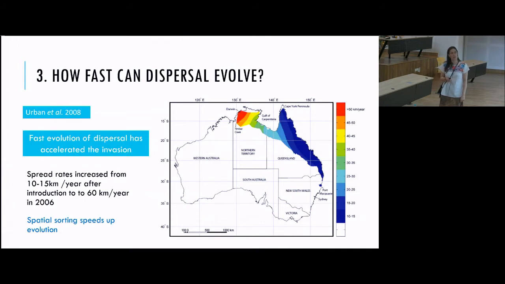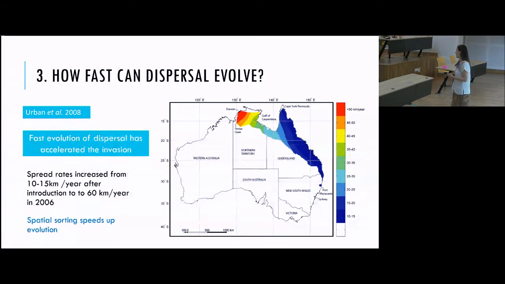And because of that, this fast evolution of dispersal at the edge has accelerated the invasion, and the spread rate of the invasion has increased from 10 to 15 kilometers per year after introduction to 60 kilometers per year in 2006. It's a huge effect on the demography, which is completely mediated by the evolution of dispersal.